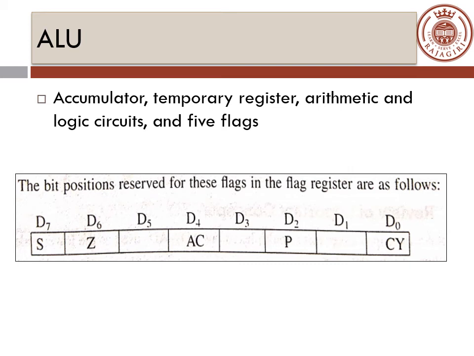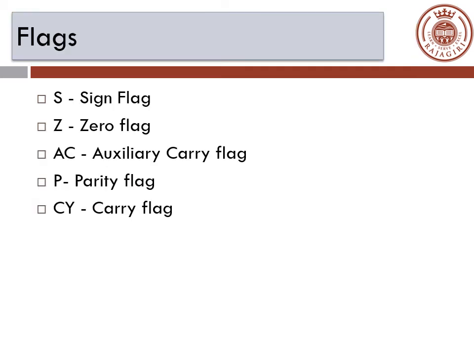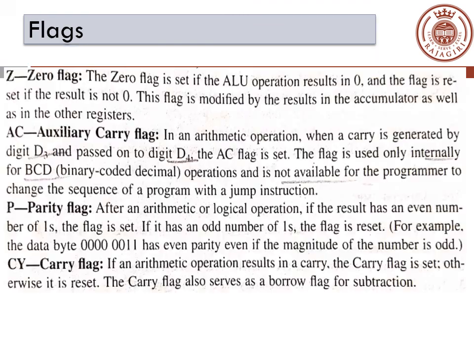Out of these 8 bits, you are utilizing 5 bits. Now you will see in detail what the flag bits are. S stands for the sign flag, then the zero flag, the auxiliary carry flag, the parity flag, and carry.